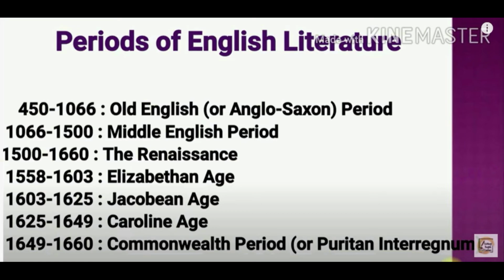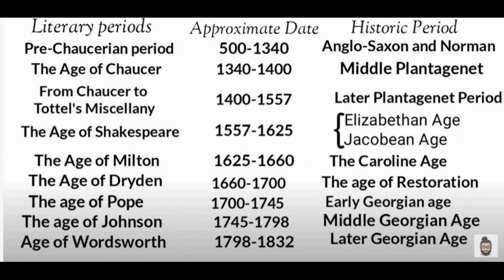the Commonwealth period or Puritan Interregnum age takes from 49 and lasts till 1660. Literarily, these periods were named: from Chaucer to Tottel's Miscellany, from 1400 to 1557, the Age of Shakespeare from 1557 to 1625, and the Age of Milton from 1625 to 1660.